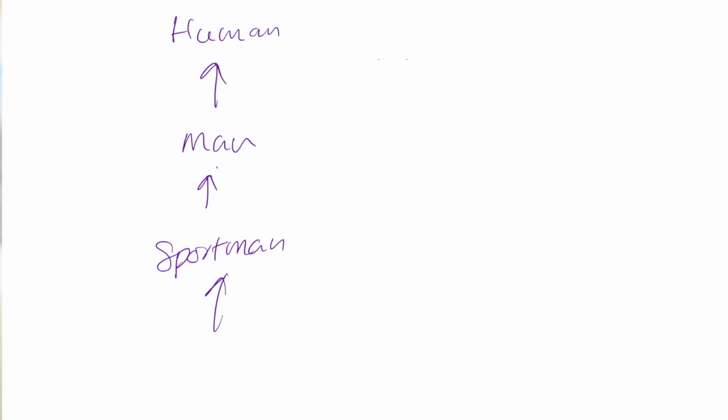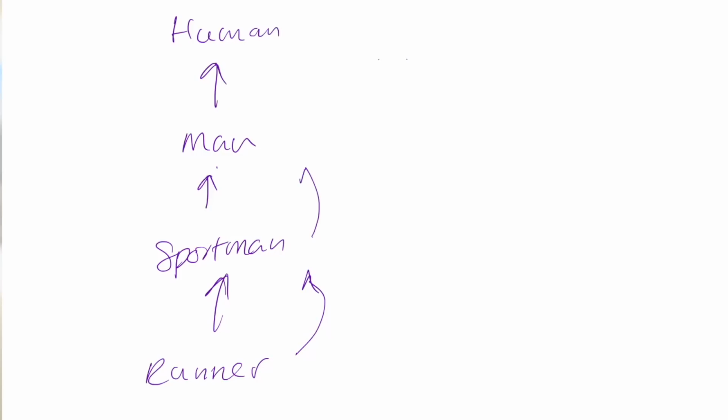Let us take a simple example like this. We have a human, and we have a man. From a man we have a sportsman, and from a sportsman we have a runner. This tells us this is a simple inheritance. It tells us a runner is a sportsman, is a man, is a human. At the end of the day, a runner is a human. In other words, we create man from human because man is more specific than human. We create sportsman from man because sportsman is more specific than man. We create runner from sportsman because runner is more specific.